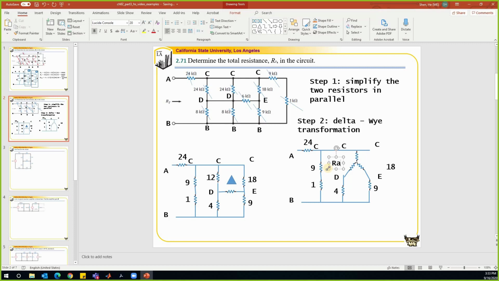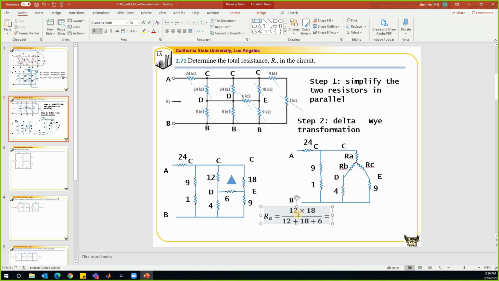So let's call the first resistor RA, this one RB, and the last one RC. Then we need to find out what RA, RB, and RC are. If we can find them, the simplification of this problem becomes very straightforward. RA is connected to node C. It's equal to something divided by something else. The numerator is the multiplication of the two resistors connected to node C, so we have 12 and 18. The denominator is 12 plus 18 plus 6. So we can find RA that way.